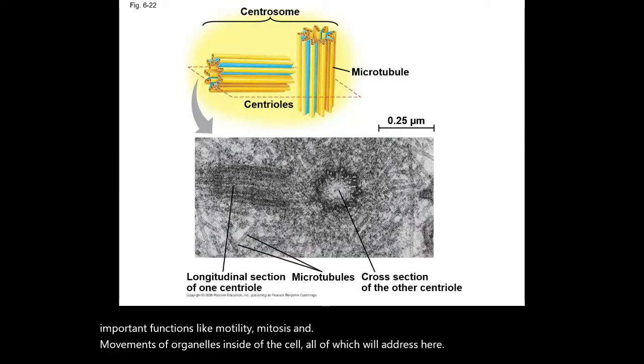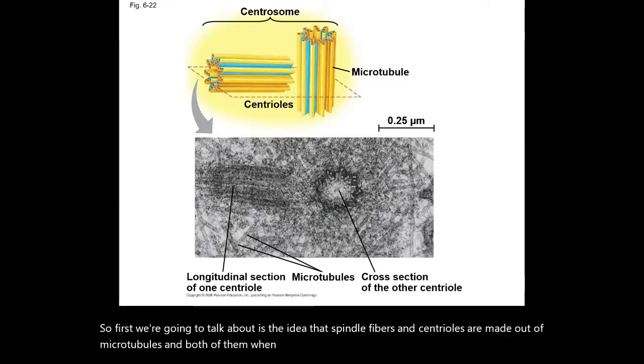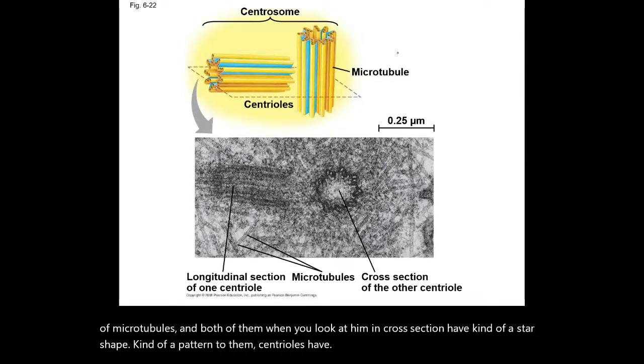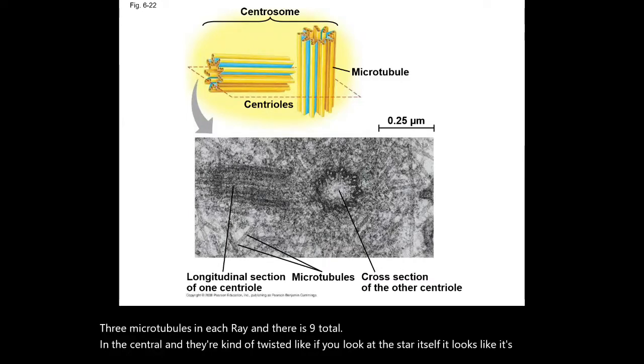So the first one we're going to talk about is the idea that spindle fibers and centrioles are made out of microtubules, and both of them, when you look at them in cross-section, have kind of a star shape. Centrioles have essentially three microtubules in each ray, and there are 9 total in the centriole, and they're kind of twisted. If you look at the star itself, it looks like it's twisted. Kind of a beautiful shape.